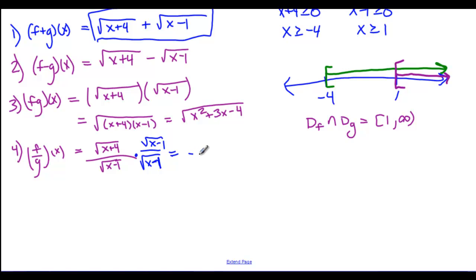So on bottom, we have the square root of x minus 1 times the square root of x minus 1, or the square root of x minus 1 squared, which is just going to give us x minus 1. And on top, we can combine these to be the exact same thing. So the square root of x plus 4 times x minus 1, the same as what we got for answer 3.